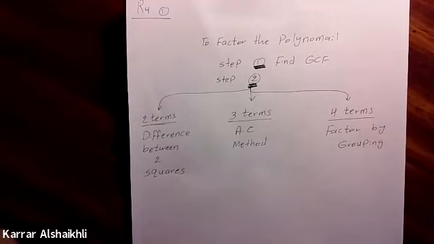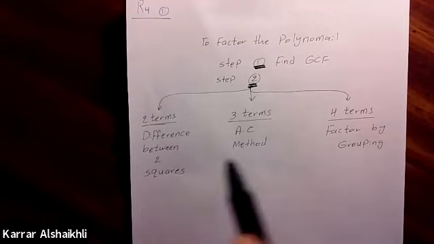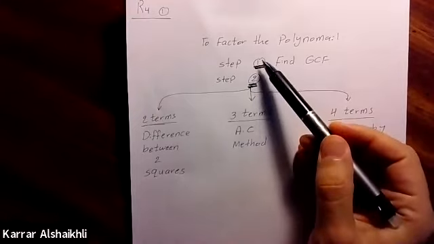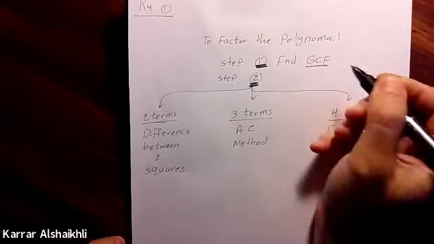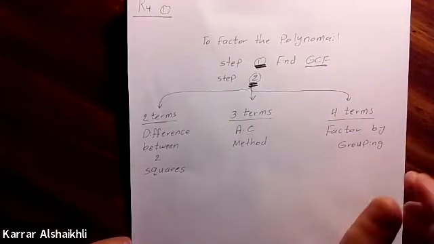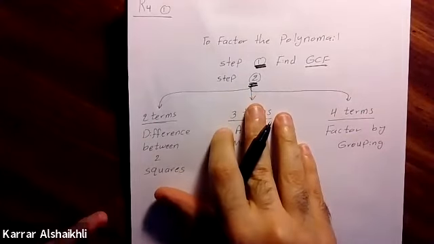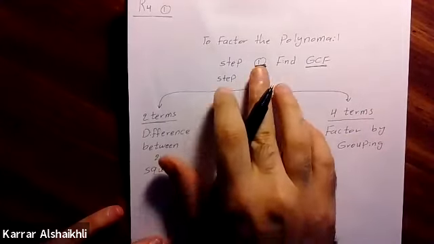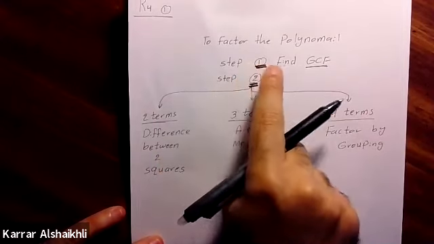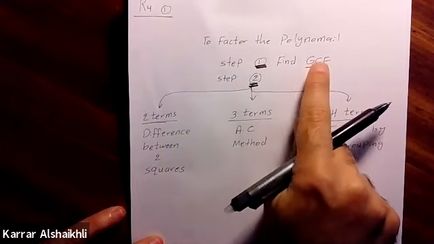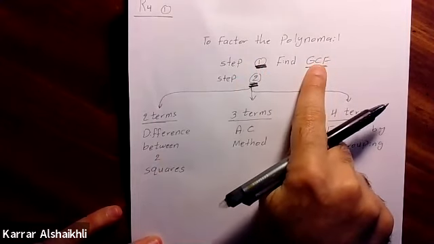So section R4, factor polynomial, we have to do 2 steps. Step 1, find the greatest common factor, the GCF. Then, so always you have to do these steps. Always start with step 1. You're gonna check the polynomial. If there's a GCF, the greatest common factor, you're gonna take it out.